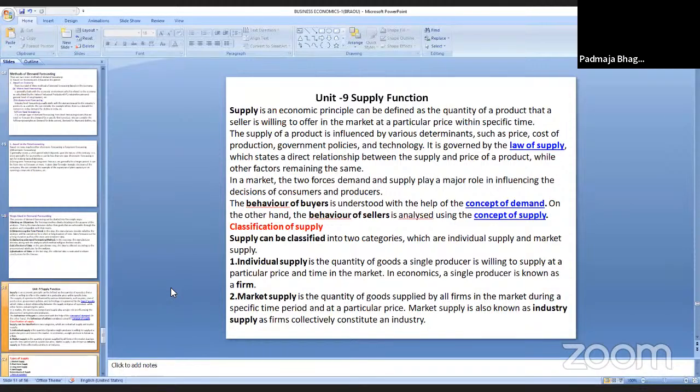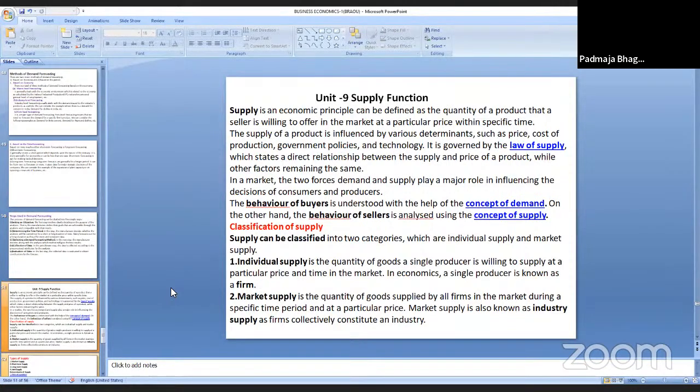So here there is season and off-season. Some goods will have more supply in the season. In the off-season, we don't have that much supply. That is an economic principle where the quantity of a product that a supplier, that is the seller, is willing to offer in the market is for a particular price and specific time.